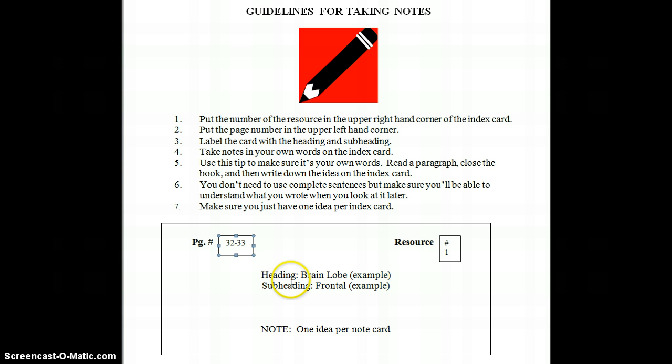The next step is to write the heading and the subheading. If you're studying the brain, the heading may be brain lobe and the subheading may be frontal lobe, with the note being information about the frontal lobe. If you're studying a humanitarian, the heading may be background and the subheading may be education. And then the note would be the humanitarian's education. Where they went to high school would be one note card, where they went to college would be another note card.